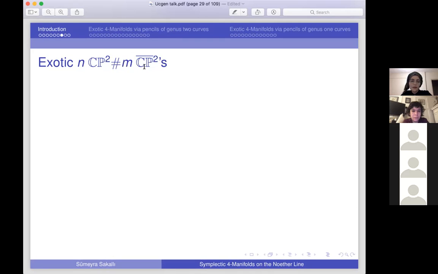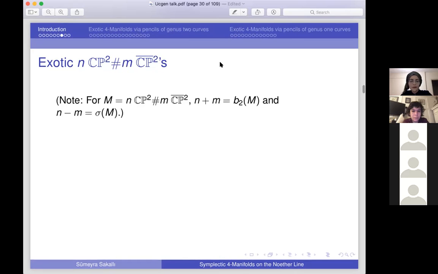And then in general, we work with such type of manifolds. And as a remark, let me say that if you have such a manifold M, then when you add up the coefficients here, n and m, their addition is the second Betti number of your manifold. So it is the rank of the second homology. And their difference gives us the invariant, which is called signature.